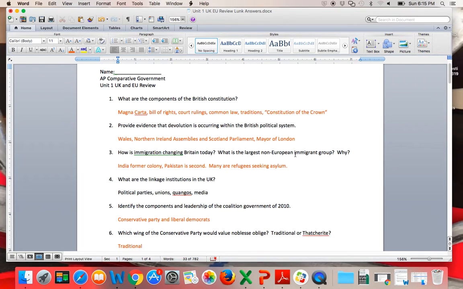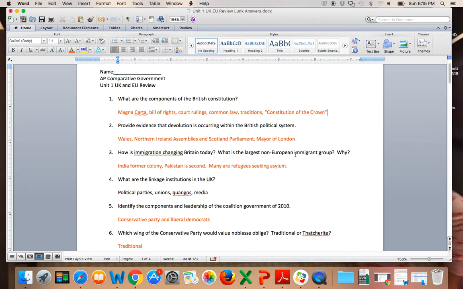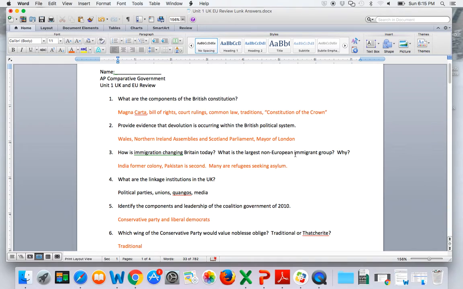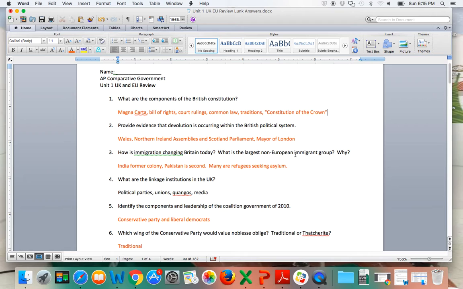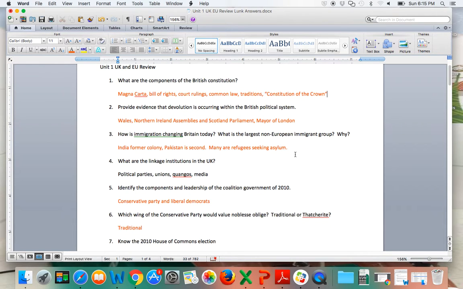Immigration has changed today. A lot of asylum seekers and refugees are going to the UK, also because of the EU open immigration policy. More individuals from Europe are going, but the largest non-European immigrant group would be from India. That's because they were a former colony, followed by Pakistan.